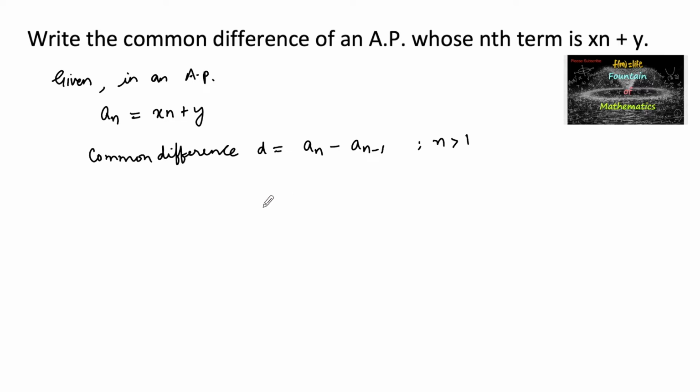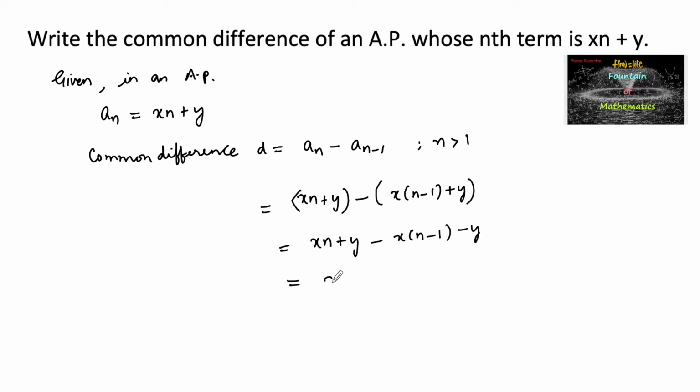So we can write an is nothing but xn plus y, minus an minus 1, which is x times (n minus 1) plus y, that is xn plus y minus x times (n minus 1) minus y. We can simplify: xn plus y minus xn plus x minus y. So we can cancel y and y, and xn gets cancelled, so I am only left with x. Therefore we can say the common difference d is equal to x for the given AP.